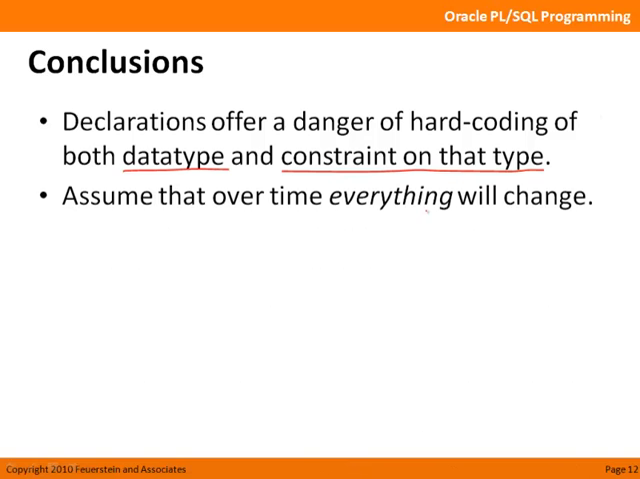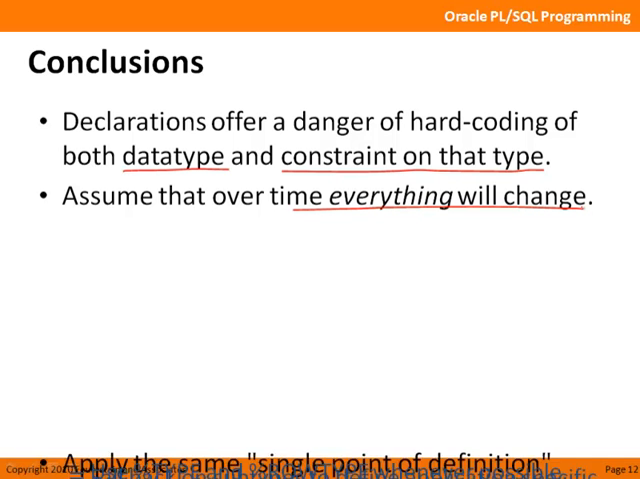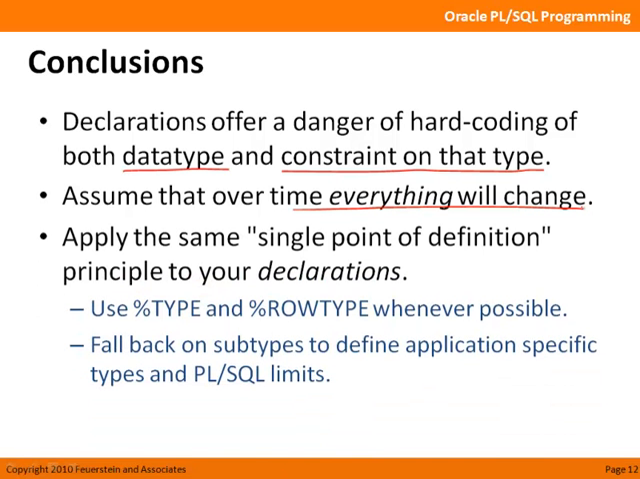Assume over time that everything is going to change. Your data types of your columns could change. The lengths of the columns could change. The rules that these columns are based on can change. And apply the same single point of definition principle that you would apply to rules and to literal values to your declarations. If you can find an existing column or table that your variable is going to be based on, use %type and %rowtype to declare them. Anchor back to those database elements. That's always the preferred method.